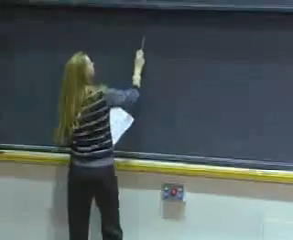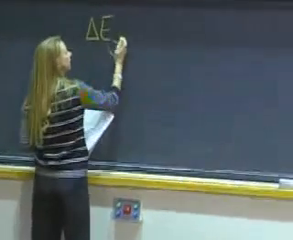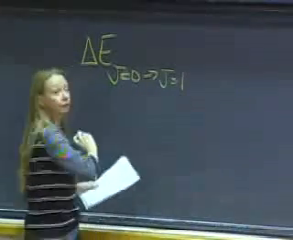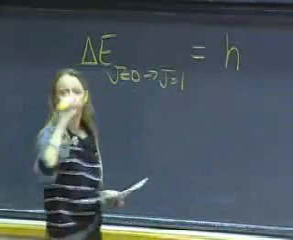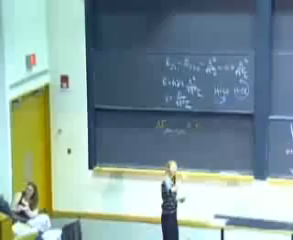So if we want to know the change in energy from J equals 0 to J equal 1, that change in energy is just h times the frequency of the photon. That photon there makes that transition happen.